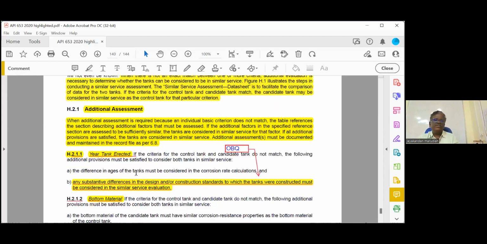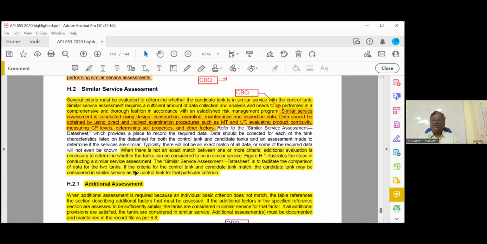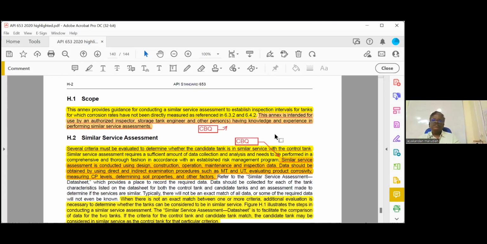Again, there will be some mistakes. So highlight this one. I copied it now. I give you a new edition actually from the other book. In the old edition we copy and paste it for the soft copy, because there are many mistakes here. So highlight this one: this annexure is intended for use by an authorized inspector, storage tank engineer, and other persons having knowledge and experience in performing similar service. So who will conduct the similar service assessment? Authorized inspector, storage tank engineer, and other persons. There is a mistake in the soft copy; you can correct it.